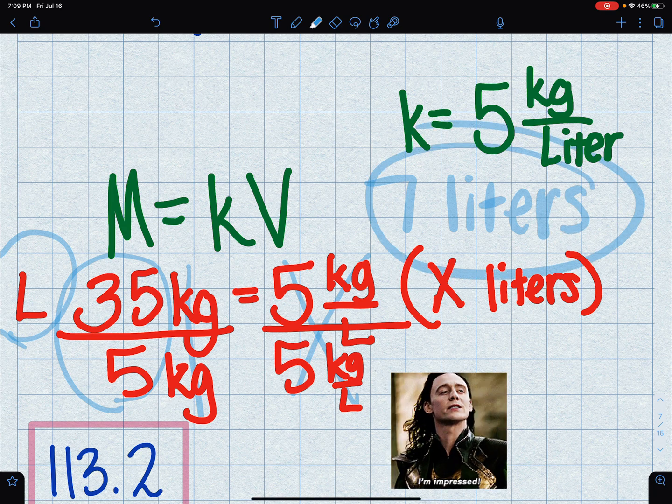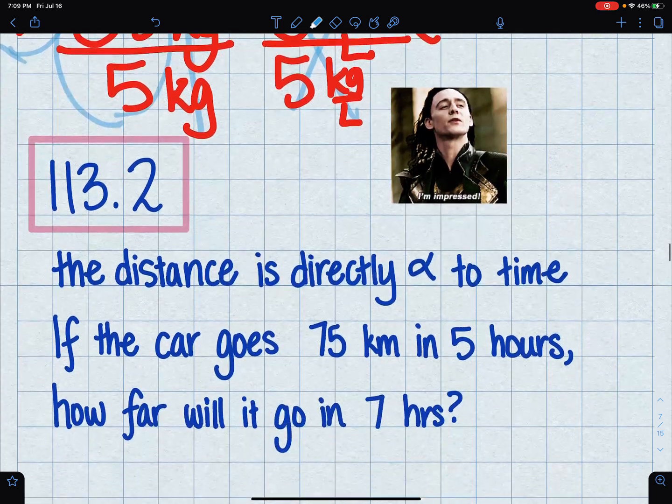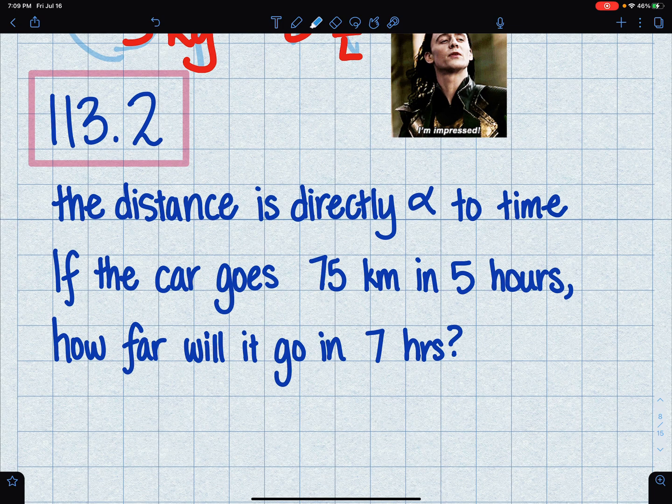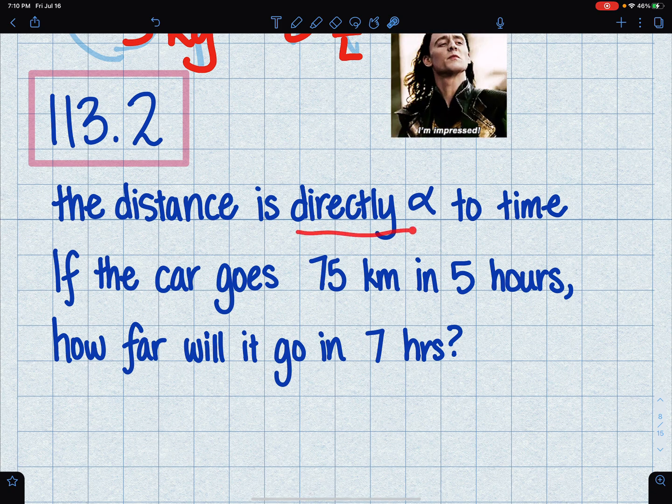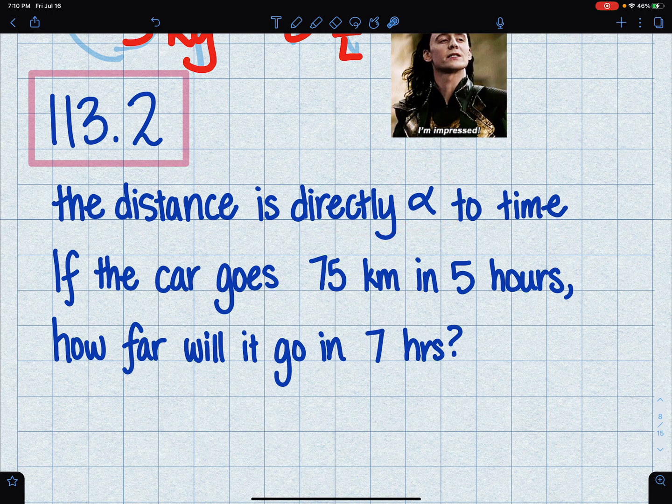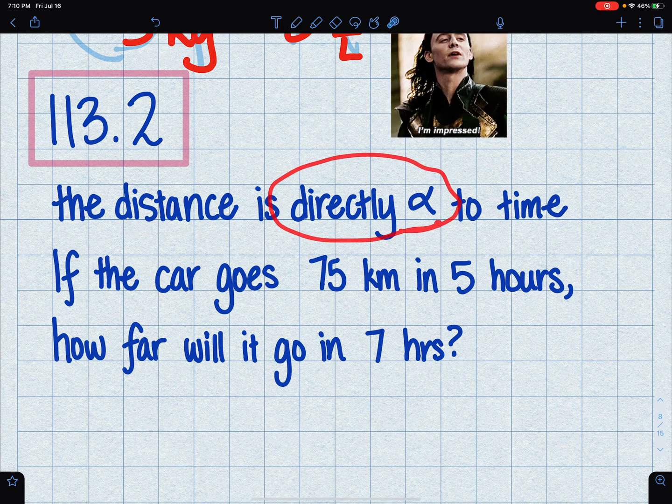So you can see how they did that in the book on page 475. Let's do a few more examples because you got to see it a few times for it to make sense and sink in. Let's do 113.2. The distance traversed by a car traveling at a constant speed, I didn't write the whole question because it's long, is directly proportional, remember that's the little symbol for proportional, to the time spent traveling. Okay, so it's saying distance, if I write that in shorthand, distance is directly proportional, that's one of the keys, step 1, to the time.